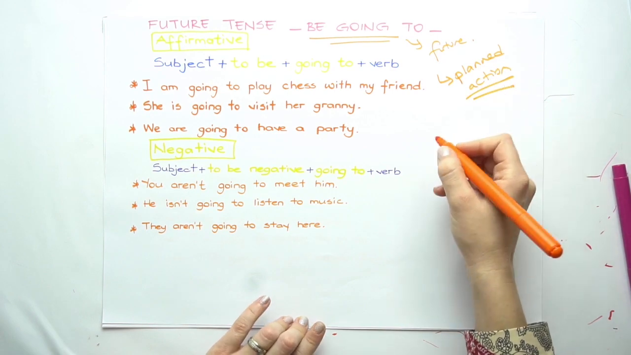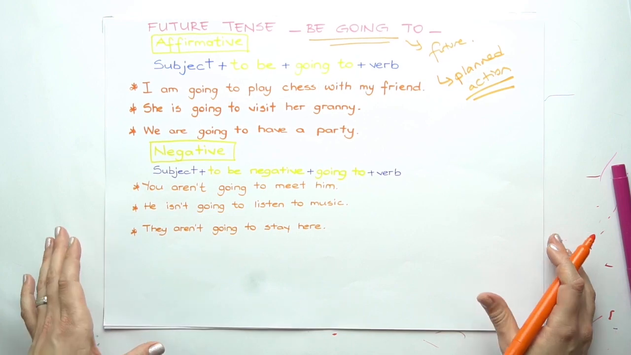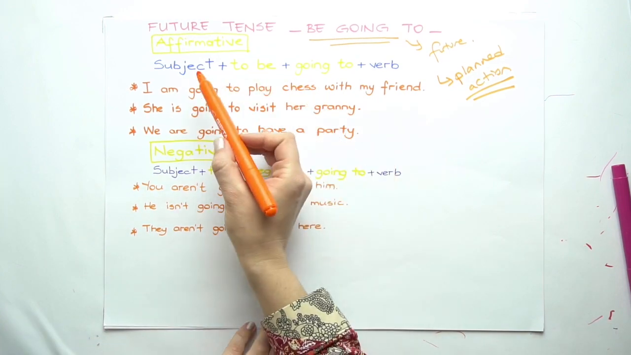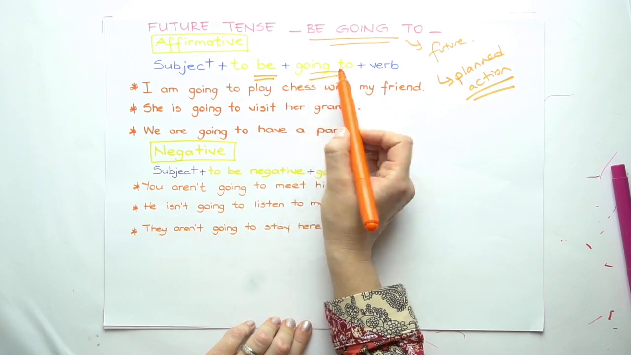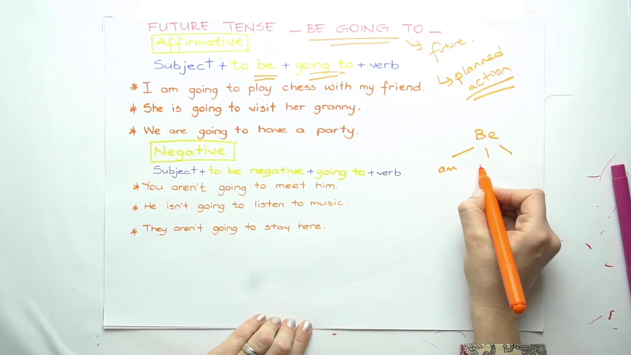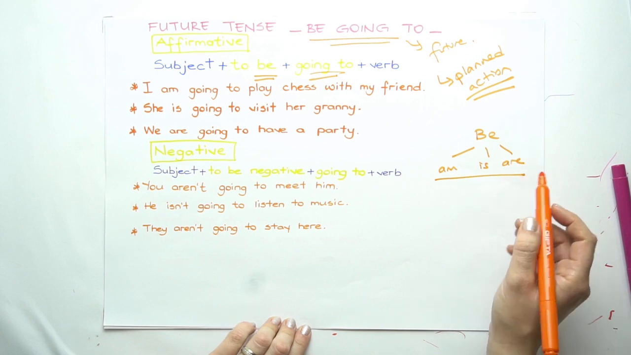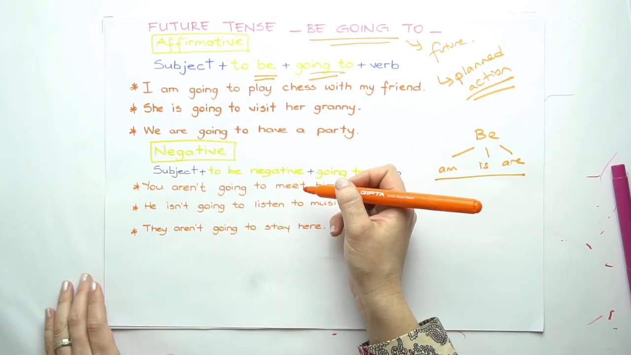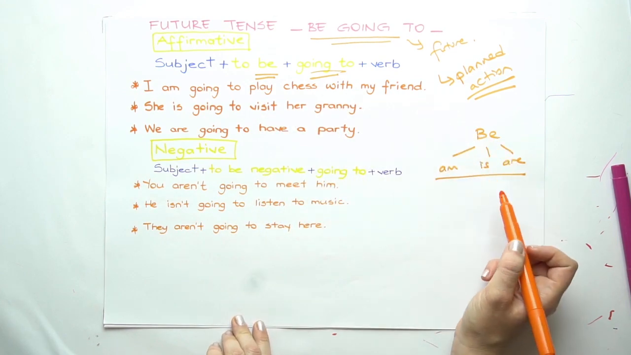This is how I differ will from be going to. The usage of be going to is we're using subjects, be, and going to. You know, the forms of be in present tense are am, is, and are. That's why I need to use am, is, are depending on our subject. For example, I'm going to play chess with my friend.